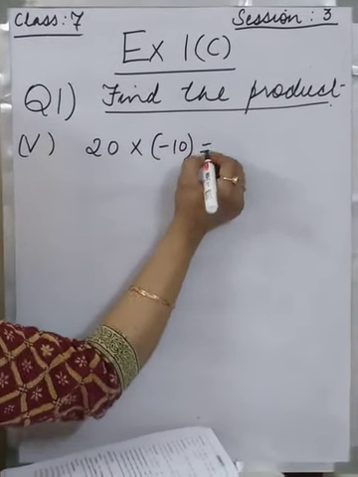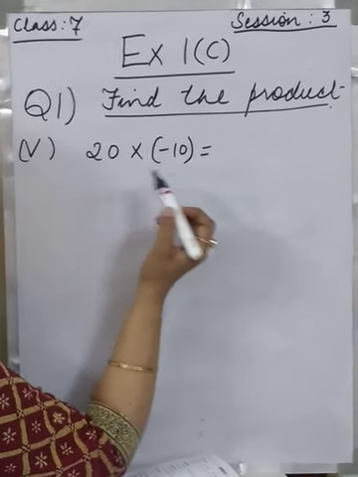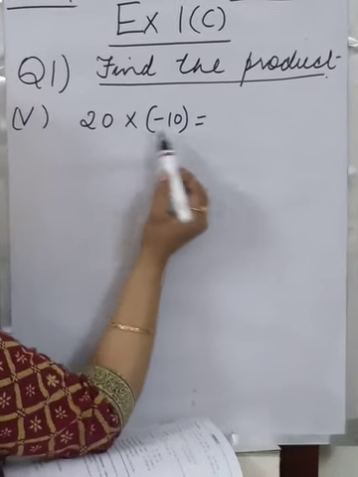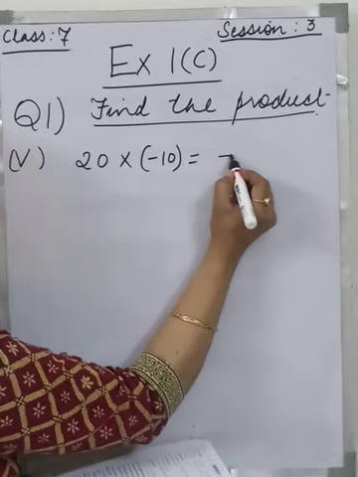I told you firstly we put the sign. How do we put the sign? We just look at how many times the negative sign has come. So how many times is the negative sign there? Only 1. 1 is odd, so the sign is going to become minus.